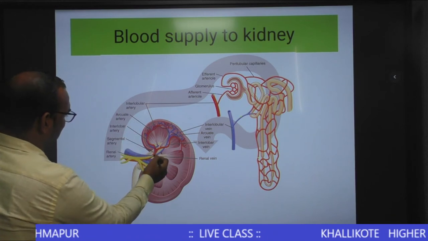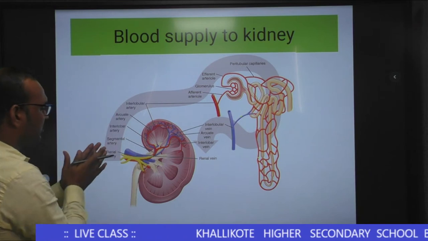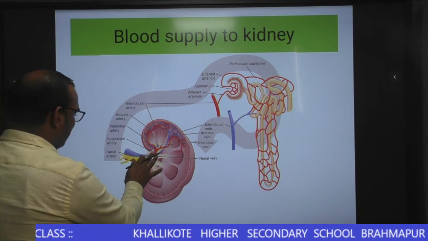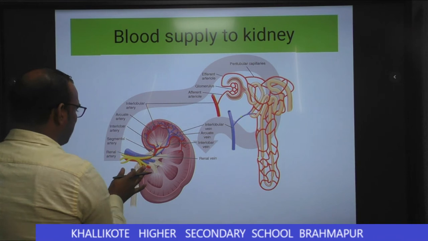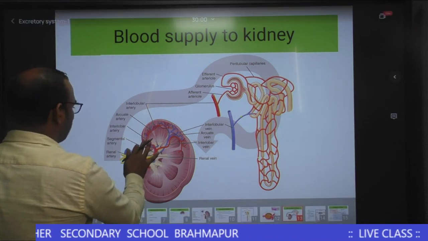It will first branch at the level of the pelvis region, and that is the segmental artery. Then again it will branch from the segmental artery, and that is the interlobular artery.